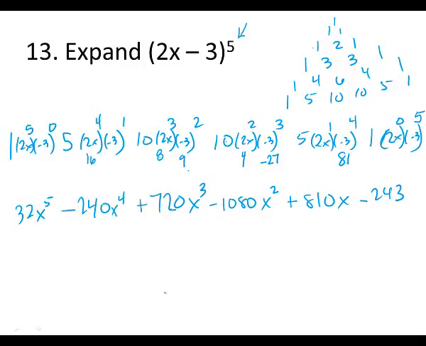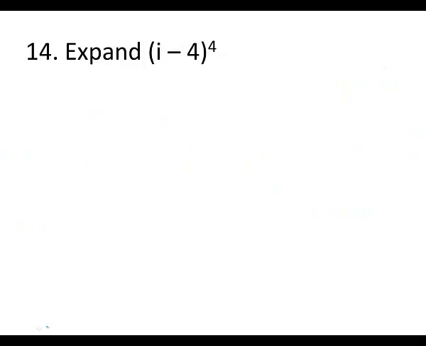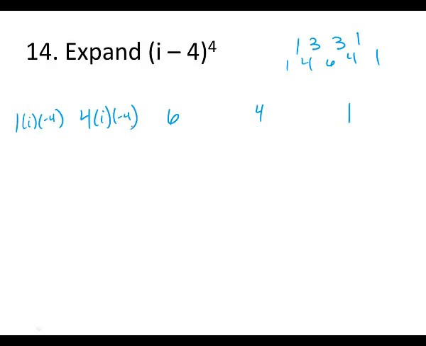All right, let's look at the next one here. We have to expand. We have to go to the 4th row. So we just went to, let's go from the 3rd row. We know the 3rd row is 1, 3, 3, 1, right? What's the 4th row? Good. All right, so I'm going to write those as my coefficients. So 1, 4, 6, 4, 1. And then we write I and negative 4, repeated for each term.